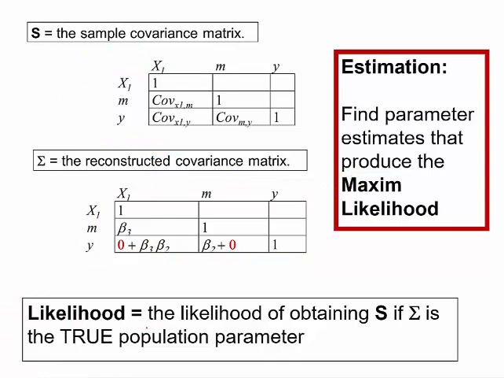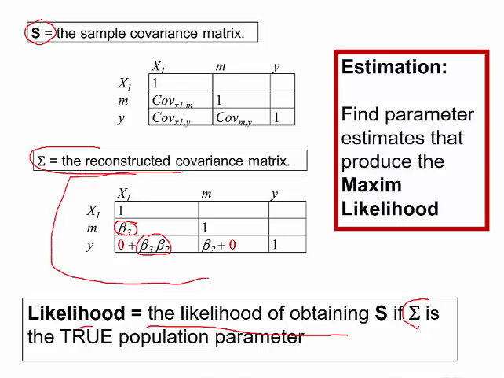That is, we want to estimate the likelihood of obtaining S, our sample covariance matrix, assuming sigma, our reconstructed covariance matrix, is the true population parameter. And so we want to figure out what model will have beta weights, will have parameters, that will create a reconstructed matrix that will give us the highest, the best possible likelihood value for S.